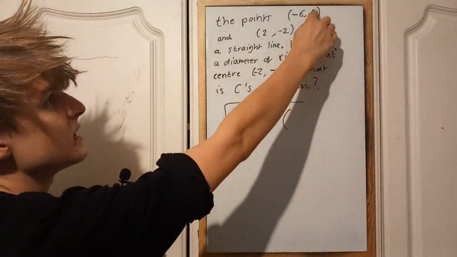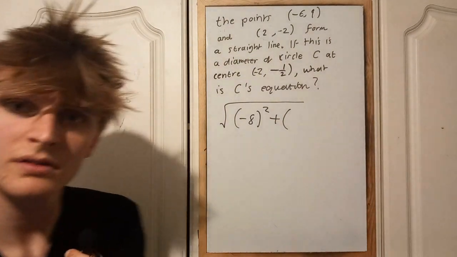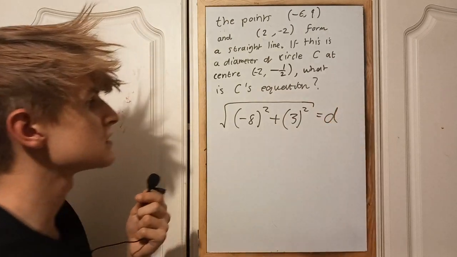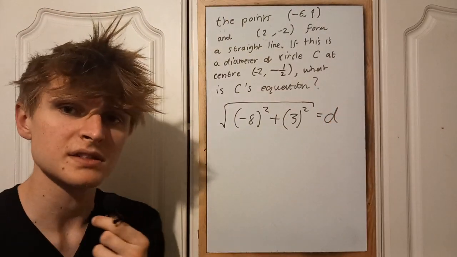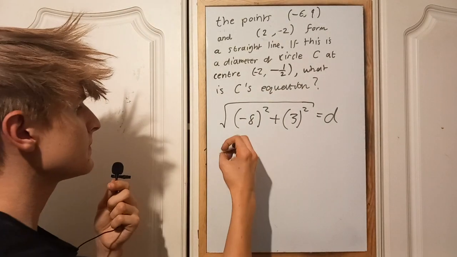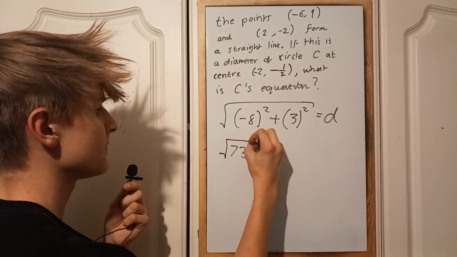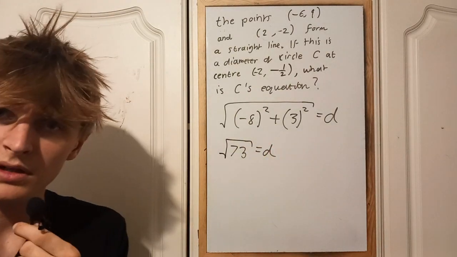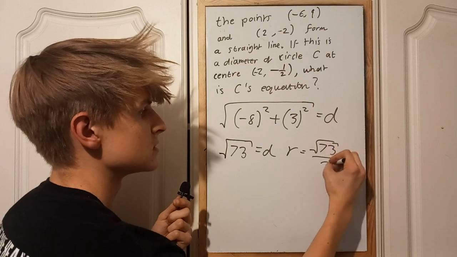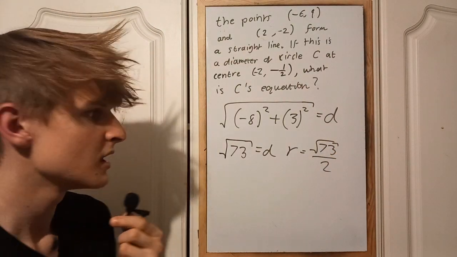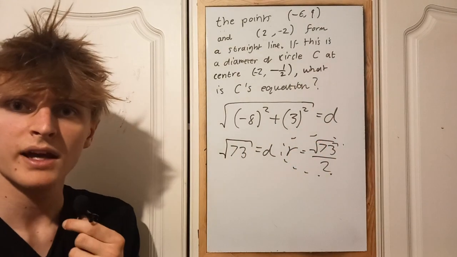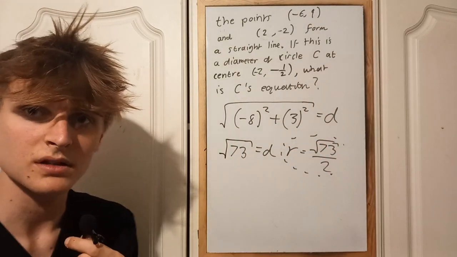And then we're going to add on to that. I'm going to do 1 minus -2, because why not, which gives us 3 squared. And that equals the diameter of our circle. Now, -8 squared is 64, and 3 squared is 9. 64 plus 9 is 73, so that's root 73, and that is the distance, but we're not done, because the radius is root 73 over 2, because you have to halve it to get the radius. So now we have the radius of the circle.